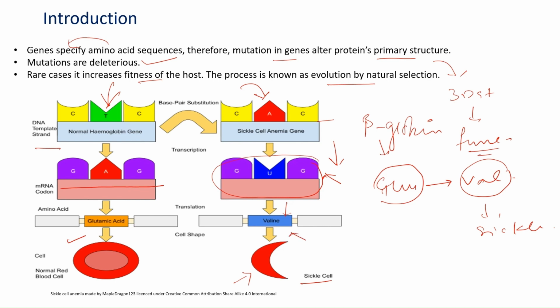So the mutation in the gene finally affects the function of the protein because the mutation of the gene altered the primary structure of the protein, that is the amino acid sequence, and this altered amino acid sequence resulted in altered amino acid formation, which finally results in sickle cell anemia.